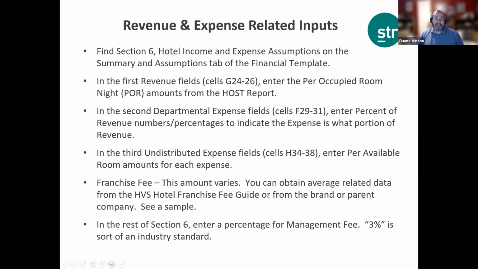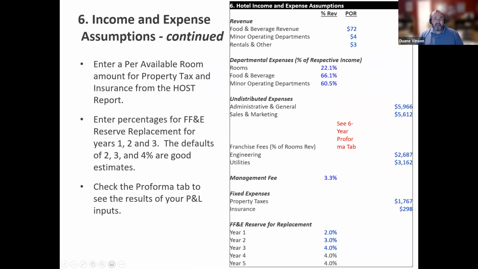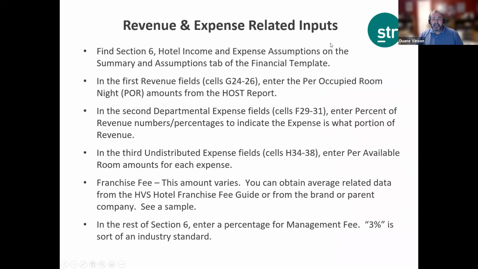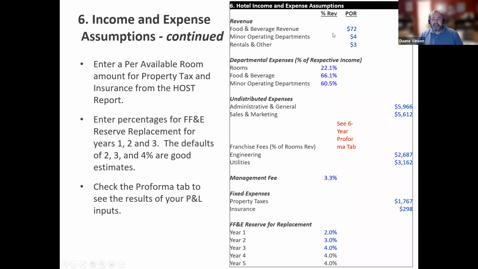In section 6, hotel income and expense assumptions, in the summary and assumptions tab, we're going to be entering some of this information. Here's what we want to look at. This is box 6, and here's what we're going to be entering. It walks you through everything here, but you can look at the template and see specifically. Now, the format for this, the layout, as you can see, is very similar to the HOST reports. So essentially, it's just find it in the HOST report. The names are the same.